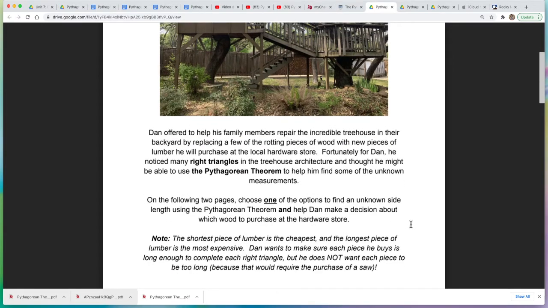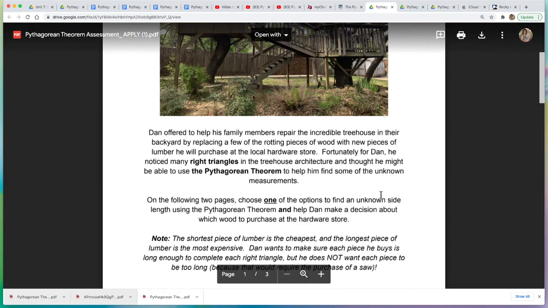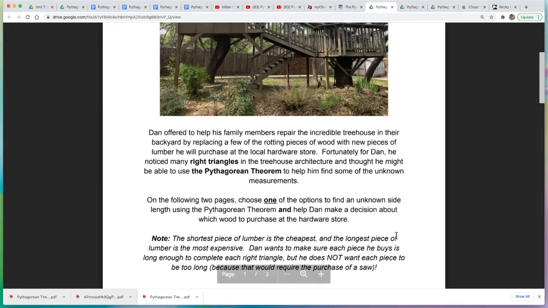On the following pages, there are two options to find an unknown side using the Pythagorean theorem, and you will help Dan make a decision about which wood to purchase at the hardware store. Note, the shortest piece of lumber is the cheapest, and the longest piece of lumber is the most expensive. Dan wants to make sure each piece he buys is long enough to complete each right triangle, but he does not want each piece to be too long because that would require the purchase of a saw.